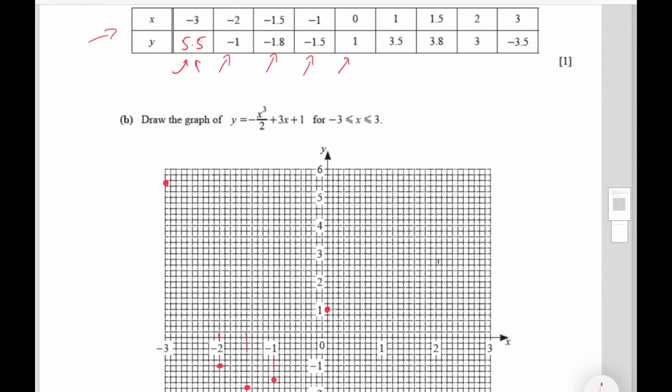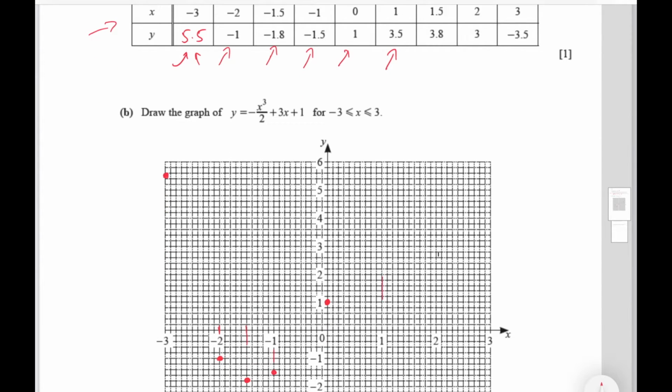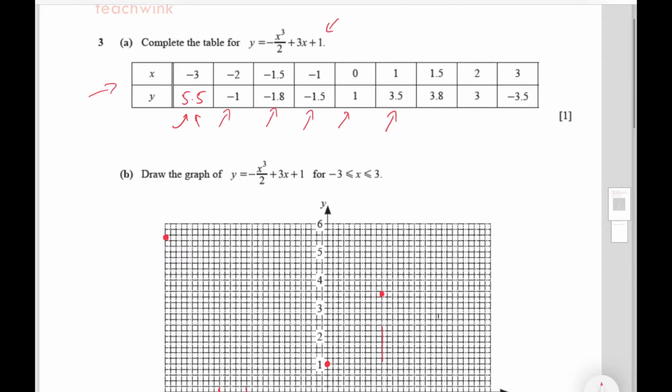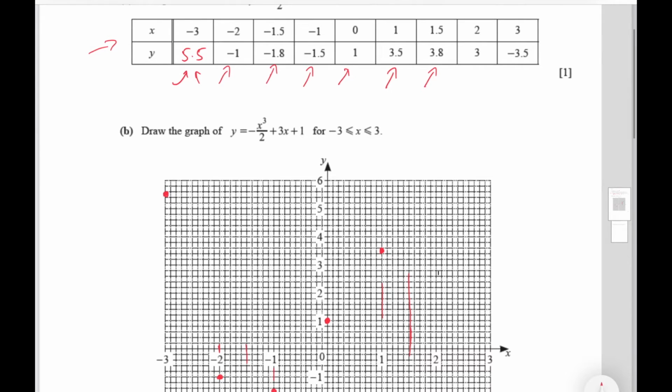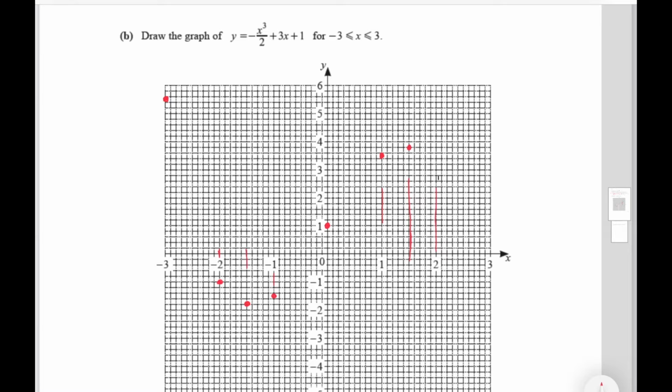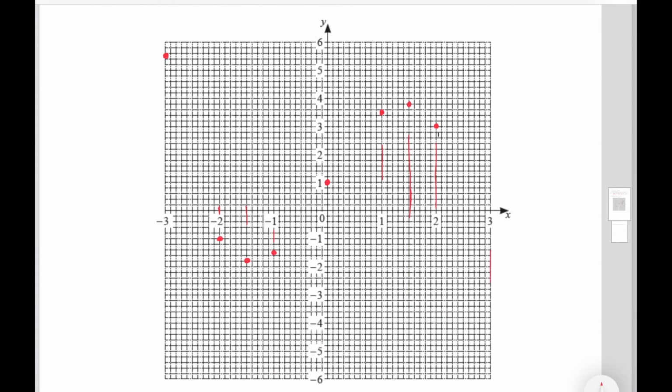Okay, and the next value is 1 and 3.5. 1 and 3.5, we go up over here. 3.5 is supposed to be over here. The next one is 1.5 and 3.8. 1.5 is supposed to be 1 2 3 4 5 on this line. Sorry, 1.5 and 3.8 is supposed to be over here. And the next value is 2 and 3. 2 and 3 is going to be over here. And the last value is 3 and negative 3.5. So 3 is over here on this line, and negative 3.5 is supposed to be over here.